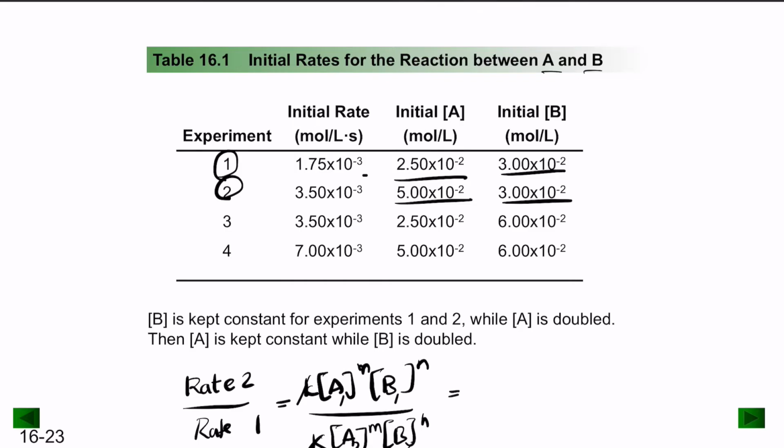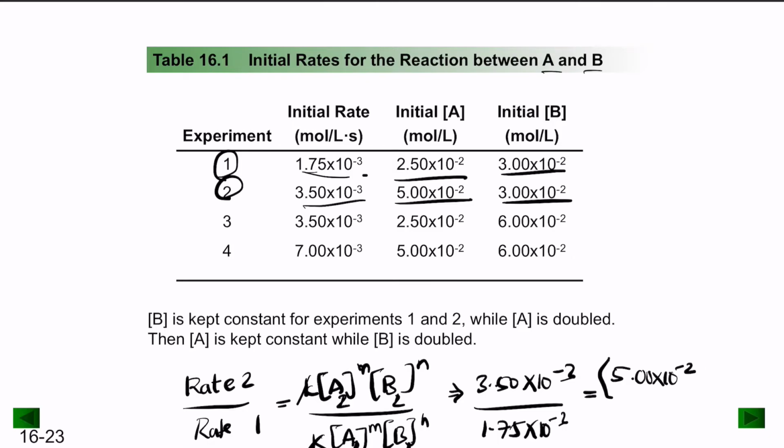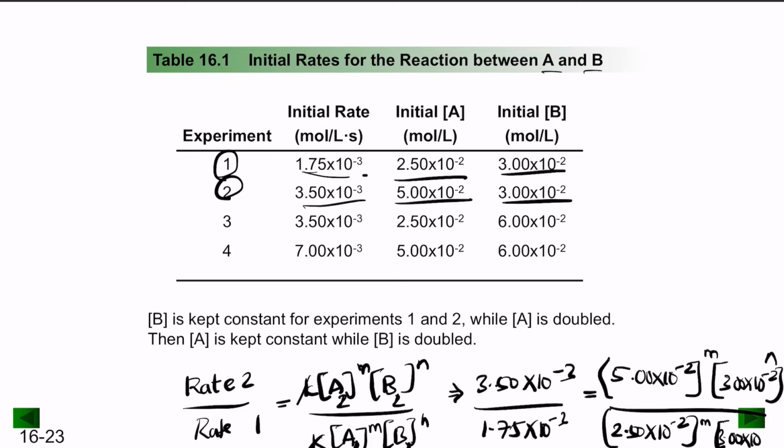Now we are already given the concentrations and the rates. So write down the rate here. This is 3.50 times 10 to the power minus 3 by 1.75 times 10 to the power minus 3 equals a2 b2 a1 b1. I'm really sorry for that. So a2 here is going to be 5.00 times 10 to the power negative 2, to the power m, times b2 here, which is 3.00 times 10 to the power negative 2, to the power n, divided by, again, a1 here, which is 2.50 times 10 to the power negative 2, to the power m, by 3.00 times 10 to the power negative 2, to the power n.